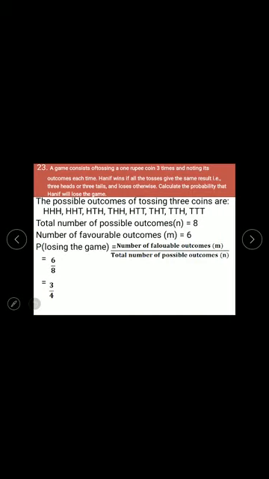Questions 20 and 21 you can try as homework. 22 also you can try as homework. Let us look at question number 23.